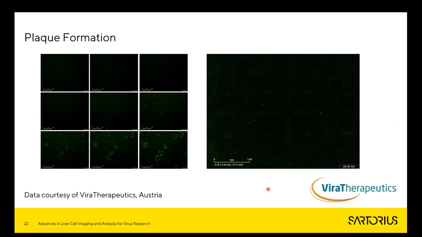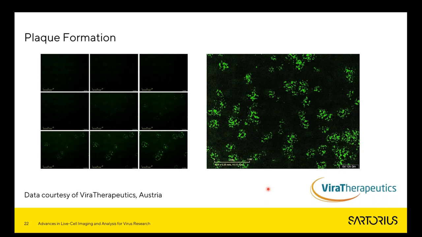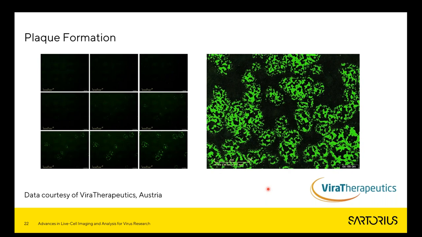So by being able to use a virus that's tagged with a fluorescent reporter, we can also study plaque formations kinetically. So here, researchers of virotherapeutics, again, use a GFP tagged virus to essentially look at plaque formation as it's occurring in real time. So you can really nicely see in this video how the virus infected cells are, well, lysing and are spreading the infection to adjacent cells, where then again, the infection to lysis cycle is repeated. So rather than having a traditional plaque formation assay that relies on single endpoint measurements, here we can actually see the kinetics of how this plaque formation is essentially occurring.